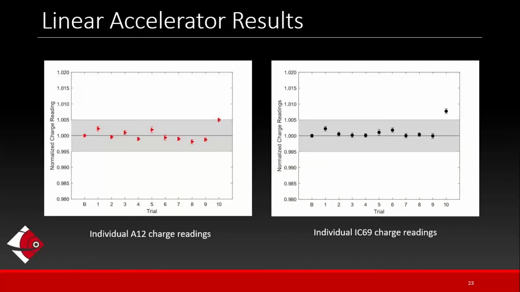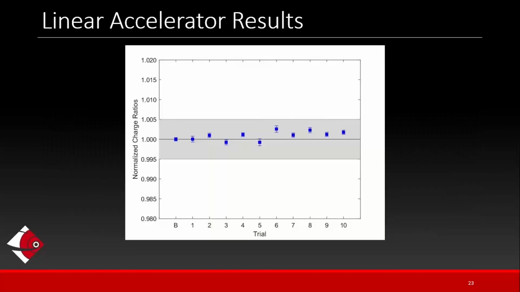Similarly, for the A12 and IC69 comparison, you see that the IC69 final data point falls about 0.75% higher than the initial baseline value. One might think that their IC69 chamber is perhaps misbehaving and should be reevaluated. However, when comparing the ratios once again, all of these values fall within that plus or minus 0.5% threshold. One might think that their chamber is having an issue just because of that data point, but these values for the ratios show a much different story.